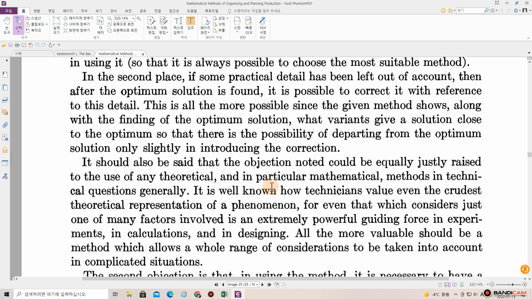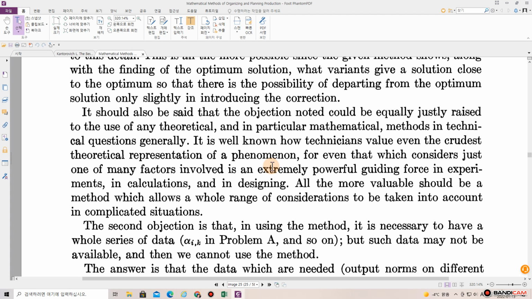This is all the more possible since the given method should, along with the finding of the optimum solution, give a solution close to the optimum, so that there is the possibility of departing from the optimum solution only slightly in introducing the correction.